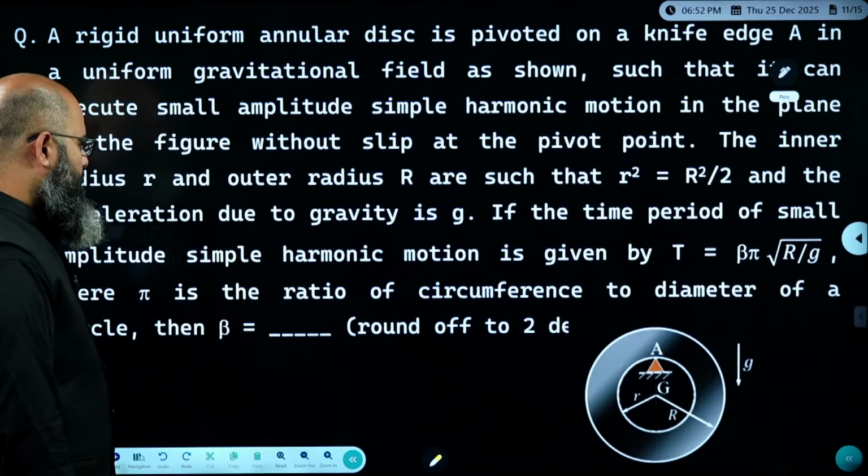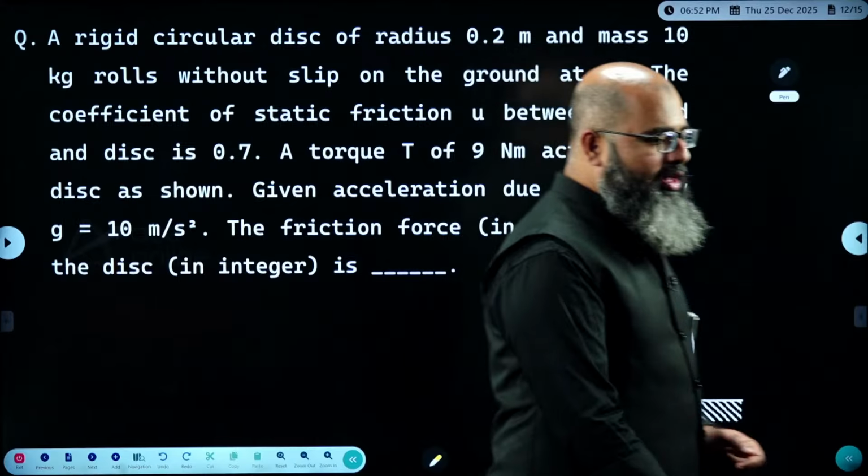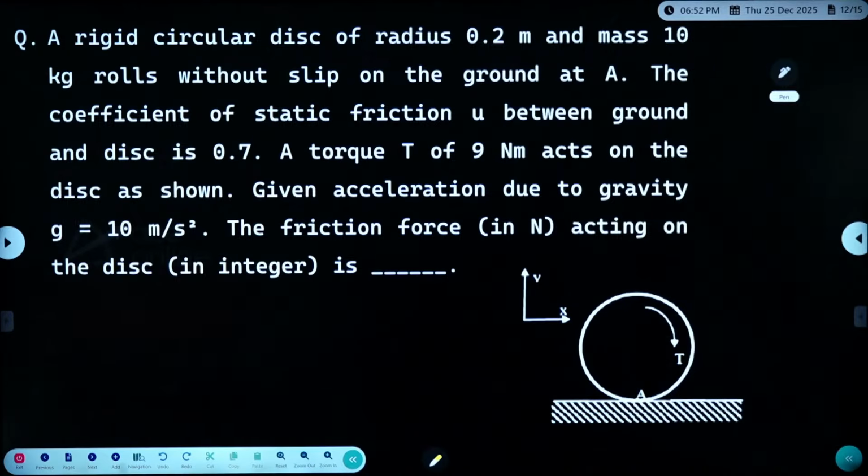Moving further to the next question. I'm not having much time. I'll take one question from rolling friction. Rolling friction is a sort of important concept for mechanical people.